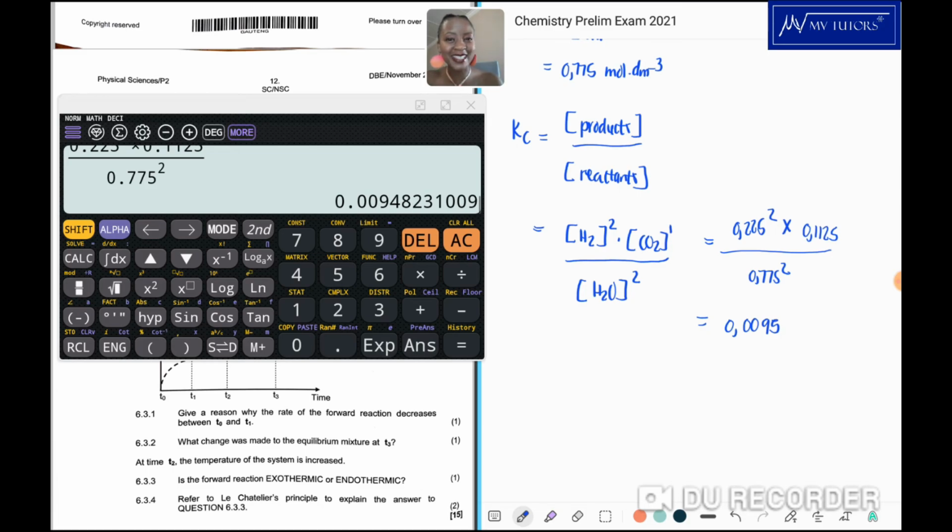Yes, it doesn't have units. I was about to say, what are the units? It doesn't have units, guys. It's a constant, so equilibrium constant.